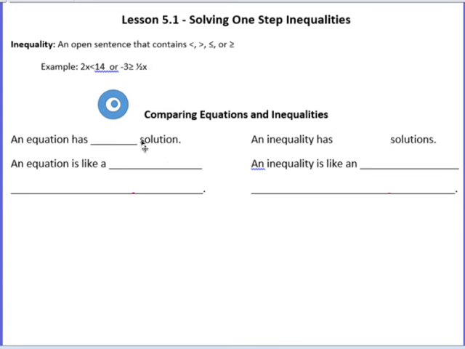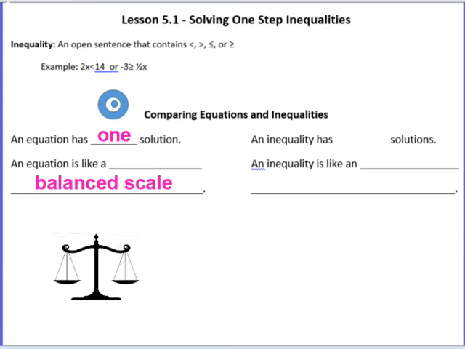We have talked about solving equations before, and an equation, remember, only has one solution. So we say it's like a balanced scale. Both sides have to be exactly the same. So if I have an equation, I would have something like x equals 2, and since they have to have the exact same value, 2 is the only number that would balance out this scale.